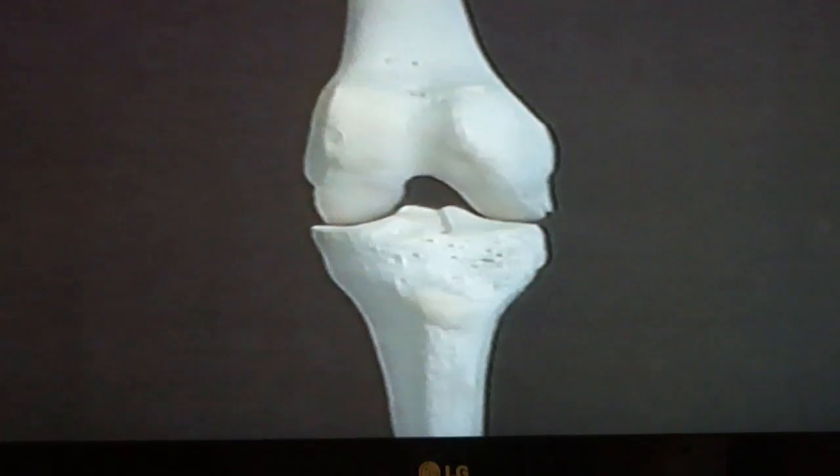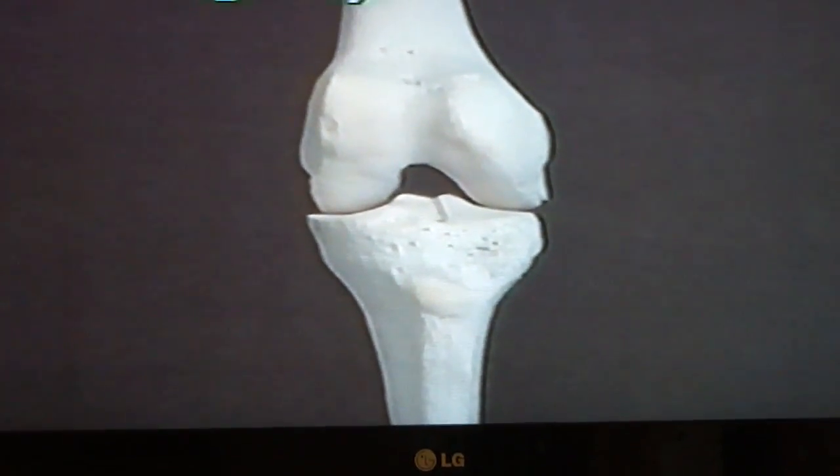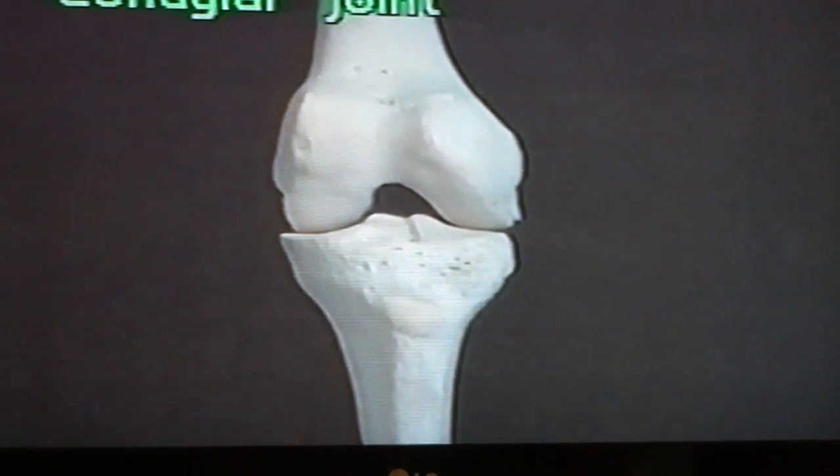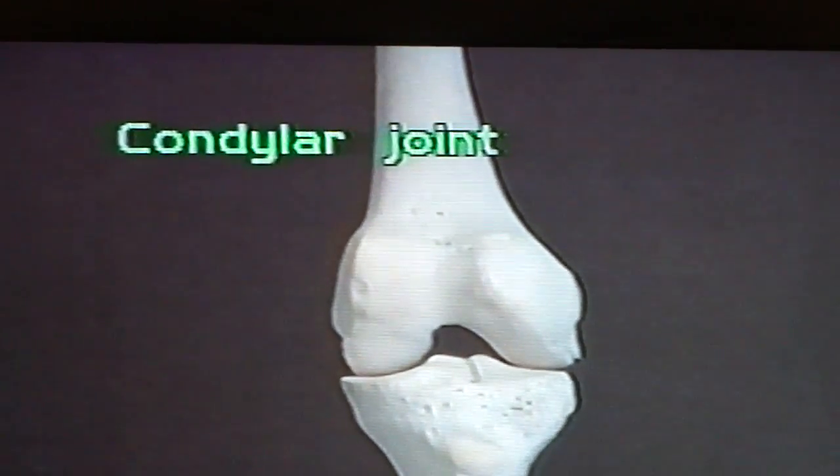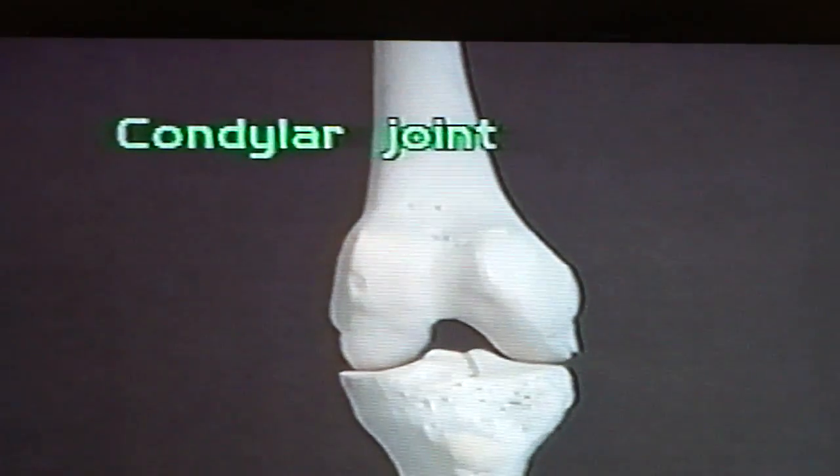The interphalangeal joints of the fingers and toes are also hinge joints. The condylar joint represents a variation of the hinge joint. In this type of joint, two distinct pairs of articular surfaces called condyles move in relation to each other.